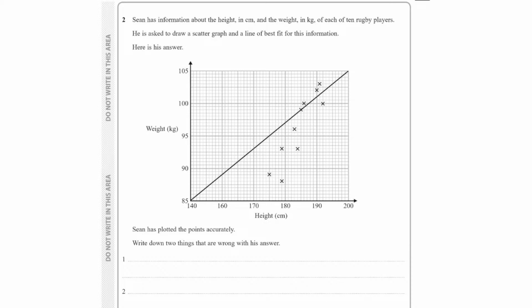We've got 2 marks, so 2 possible examples. Obviously, the line of best fit is not a line of best fit, right? He's just drawn a line directly through it. Yeah, the line of best fit is incorrect, exactly.